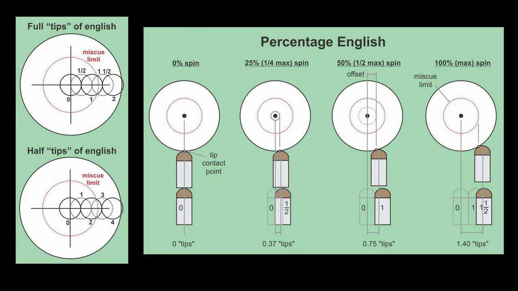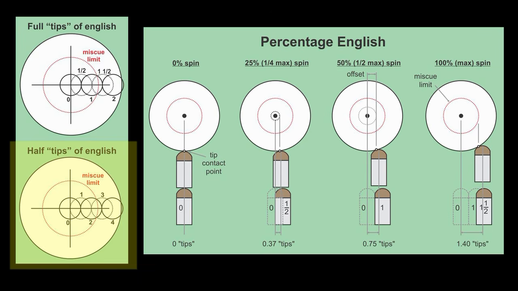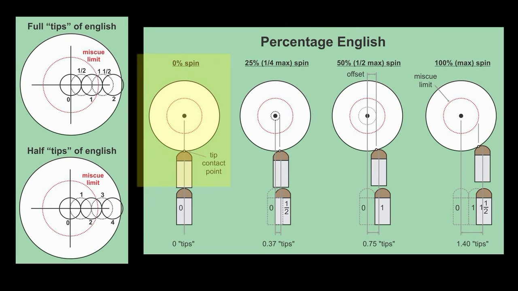The amount of side spin you apply is sometimes referred to as tips of English. I don't personally like this term because people interpret it in different ways, as summarized at the link in the video description. The two most common interpretations are shown here, where one tip of spin corresponds to moving the tip a full or half tip width sideways. To avoid confusion, I like to refer to percentage spin instead, where 0% is no spin, 50% is half of maximum, and 100% is maximum at the miscue limit.